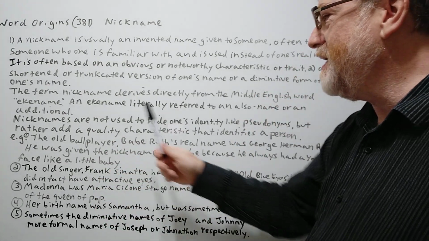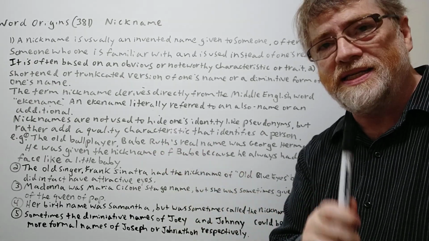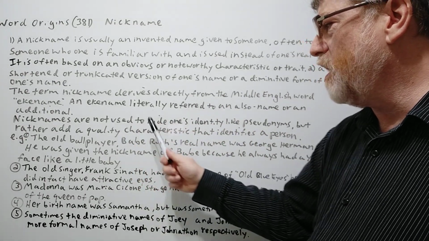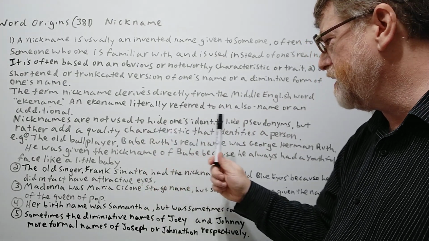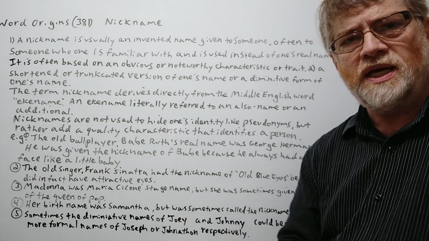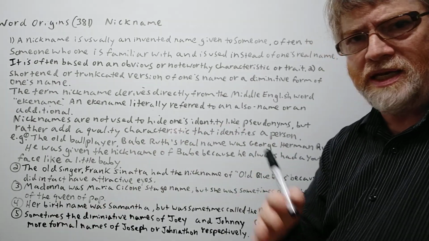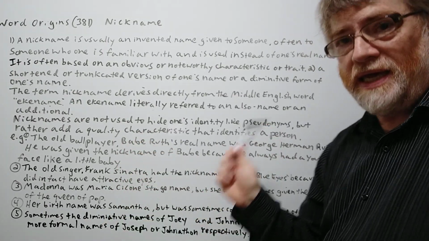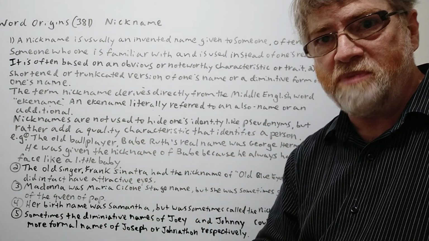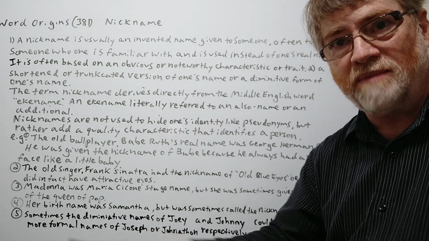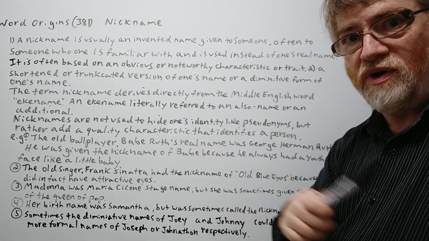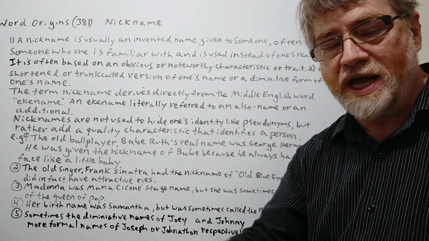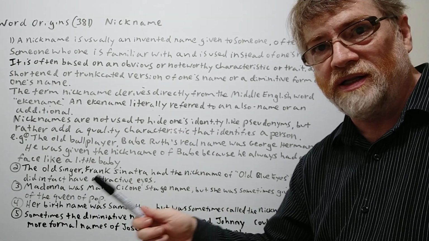Let's continue. Nicknames are not used to hide one's identity, like pseudonyms, but rather they add a quality characteristic that identifies a person. So it's usually given to somebody, and its purpose wasn't originally to hide the original person's name. A pseudonym for more famous people, like if you're a writer, you might have a pen name. That would be a pseudonym. Or if you're a performer, like a singer or an actor, you might have a stage name. They may be hiding your real name.